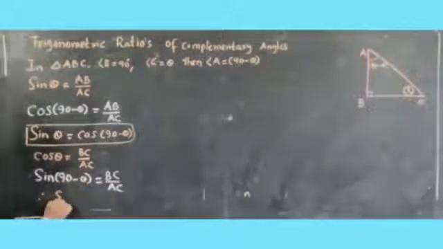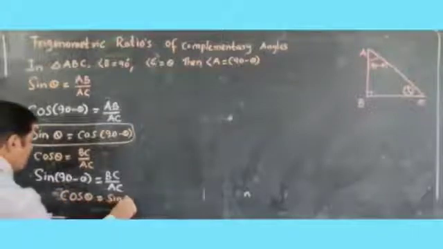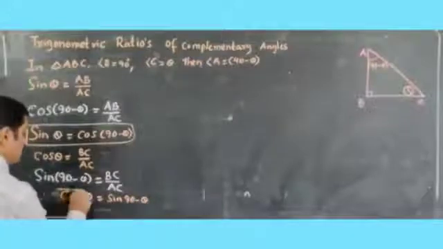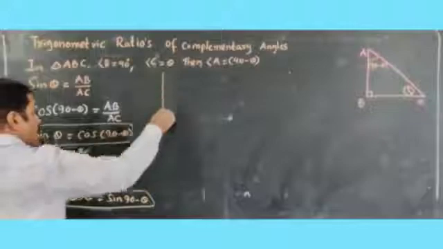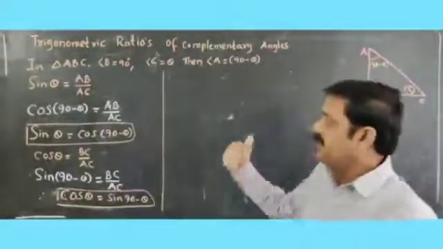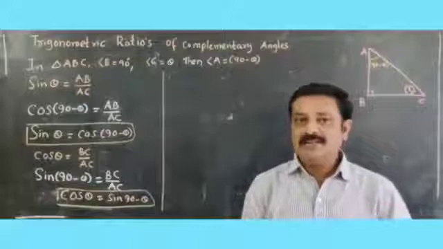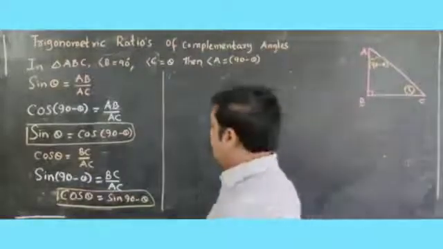Therefore, cos theta is equal to sin 90 minus theta. Is it clear? Right. So the sin cos relation is finished. Sin theta is equal to cos 90 minus theta. Cos theta is equal to sin 90 minus theta. In the same way, about tan theta.